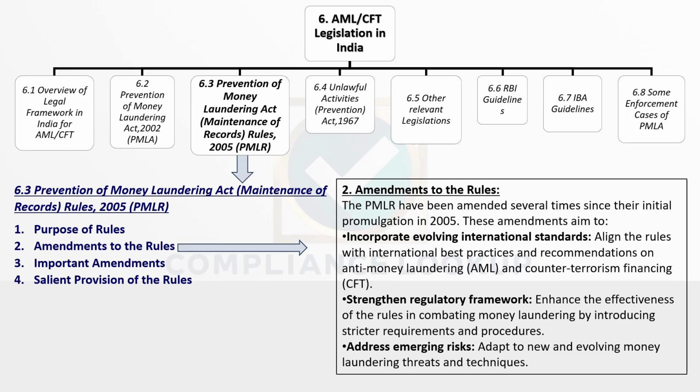C. Address emerging risks. Money laundering techniques are constantly evolving, with new risks emerging as criminals find more sophisticated ways to conceal their activities. The rules are regularly updated to cover new areas of concern, such as the use of cryptocurrencies or cross border money transfers. Example: in recent years, amendments have included digital KYC procedures to address the risks associated with online financial transactions, where verifying a customer's identity becomes more challenging.